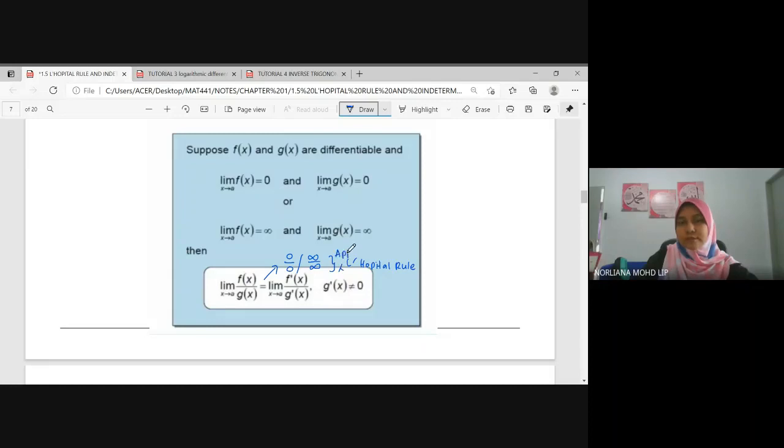So, how do we apply these L'Hopital rules? We find the limit as x approaches a of f prime over g prime. We have to differentiate f(x) and g(x) separately, for g prime of x not equal to 0.